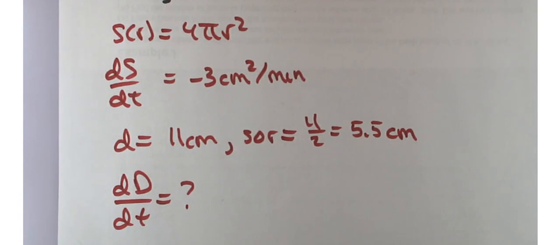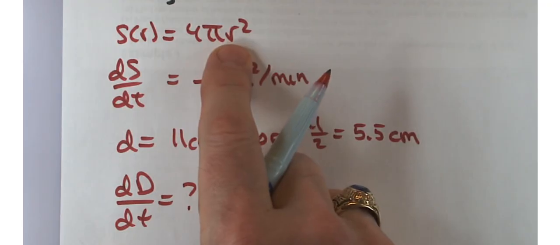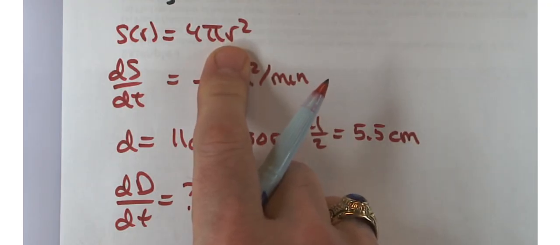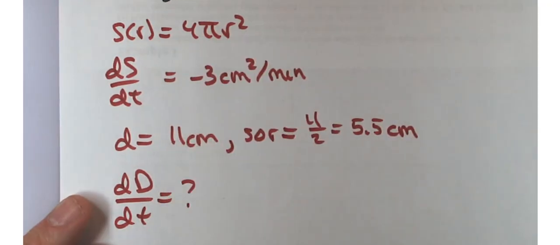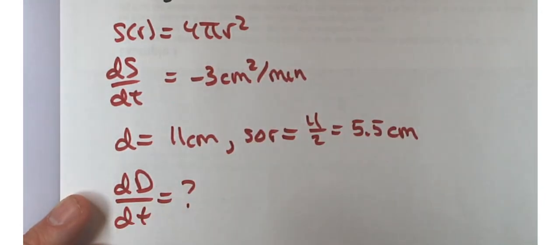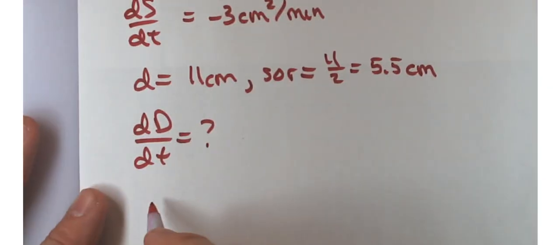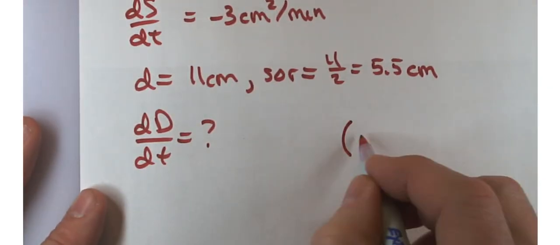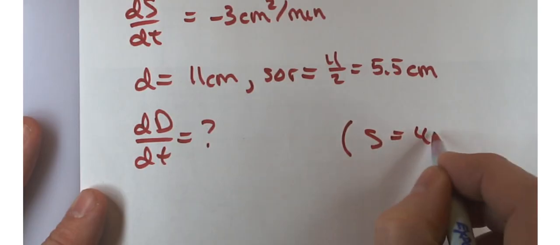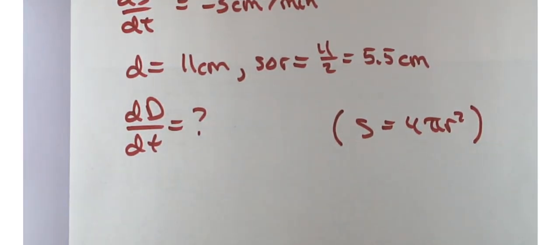We're not quite there. We would be there if we took time to rewrite this in terms of a diameter. I don't feel like doing that, so we'll work that out at the end. What we'll work for is trying to find dr by dt, and then we'll get the dd by dt from that. So let's take this equation, s equals 4 pi r squared, and differentiate it with respect to time.